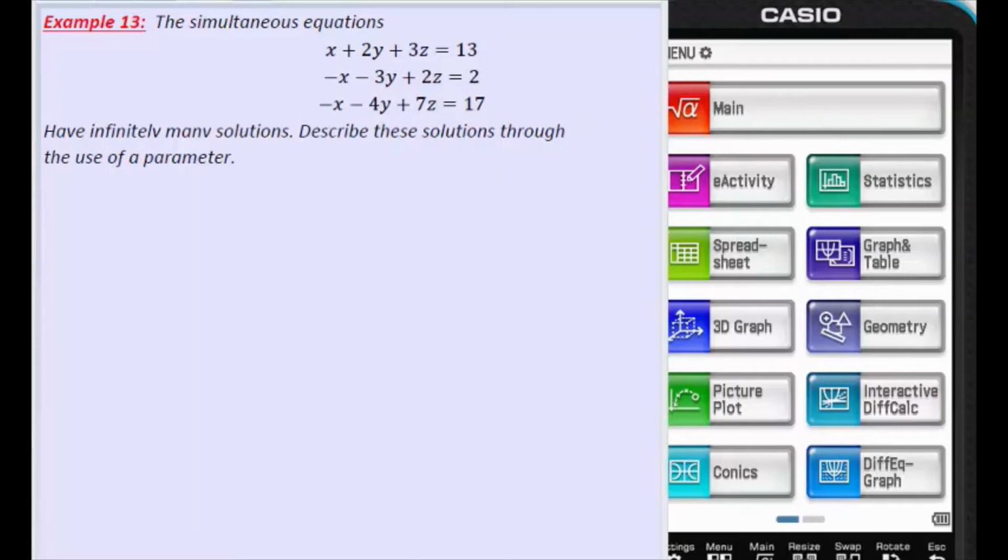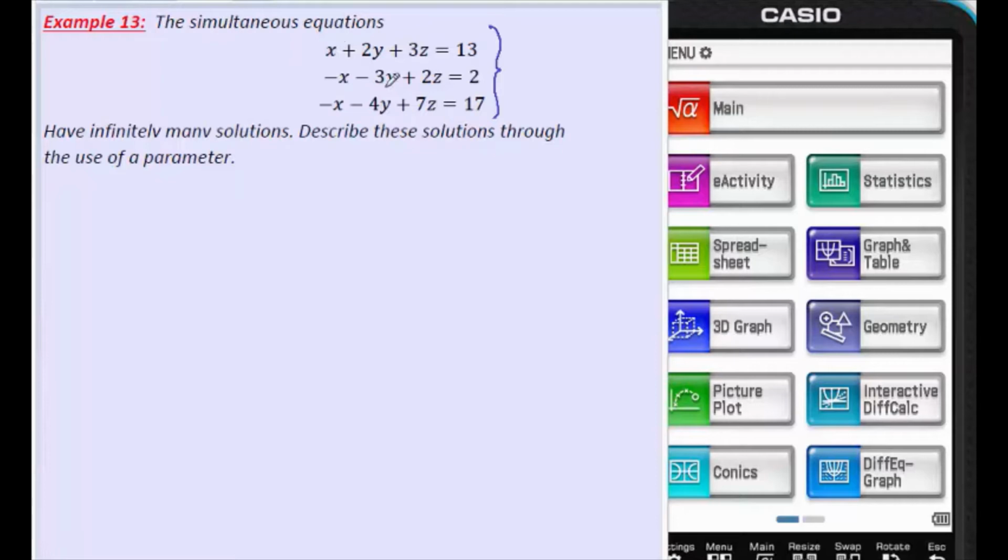Here we have a system of three simultaneous equations, each with three unknowns. And the question tells us that these have infinitely many solutions. So what that means is that you won't have an answer for x, y, and z when you put this into the calculator. The good news is that when you have three equations and three unknowns, you really will be using the calculator unless it's a very unusual circumstance.